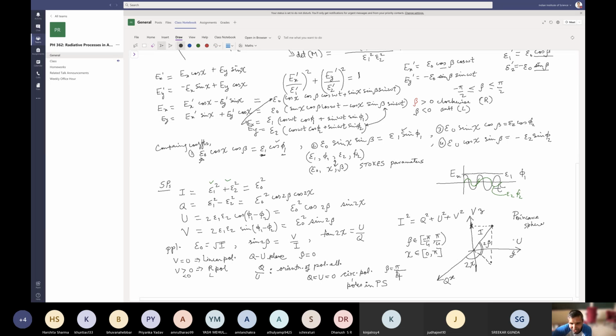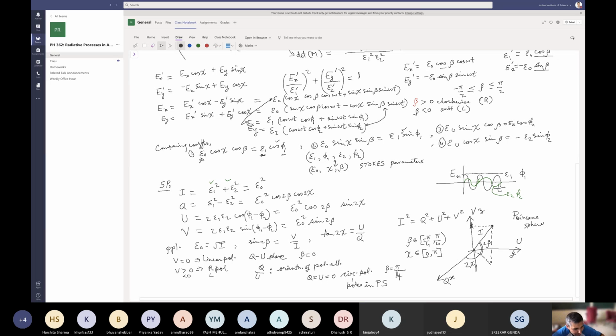So this is actually a nice way of looking at it. All this mathematics sounds a little tedious, but once we are convinced of this, in the end, we really don't have to think too much. All you need to calculate is I, Q, U, V, and you know whether it's linearly polarized, R circularly polarized, or L circularly polarized. It's very, very simple. It becomes simple to talk about in terms of this I, Q, U, V, and this is also the standard terminology. Okay.